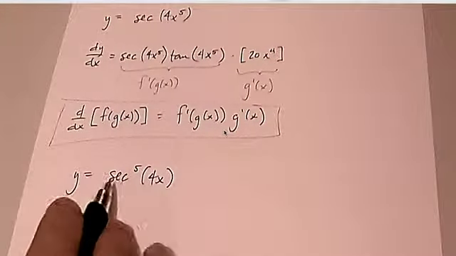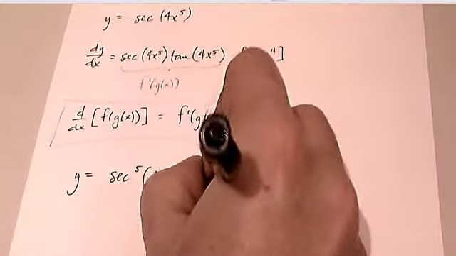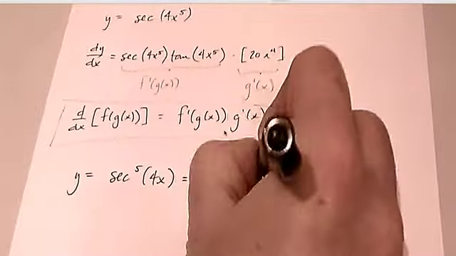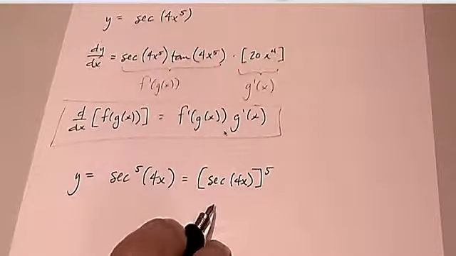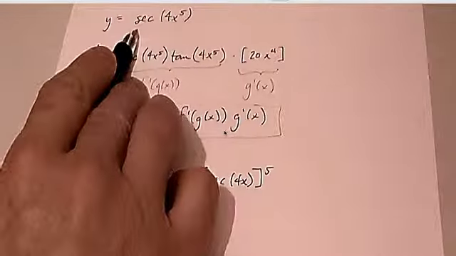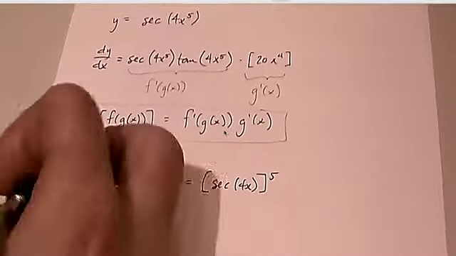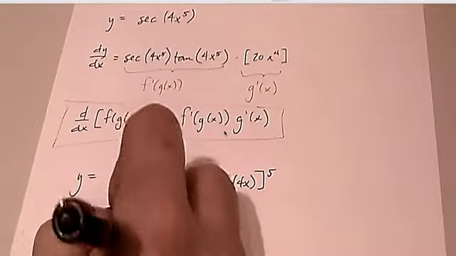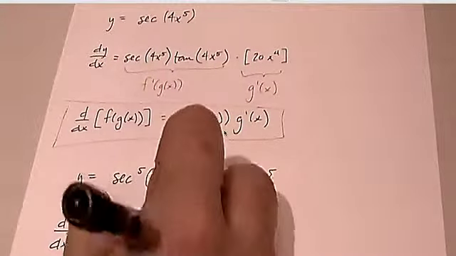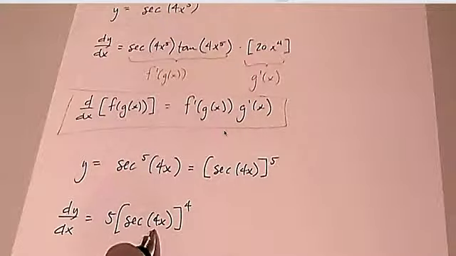Here, the entire function is being raised to the fifth power. So this is really equal to secant 4x to the fifth, whereas this is not, right? And so the most outside thing happening here is to the fifth. So whereas the outsidemost here was secant, and this was secant stuff, this is stuff to the fifth. And so when we take the derivative, we have 5 stuff to the fourth. Now I need to take the derivative of that stuff.